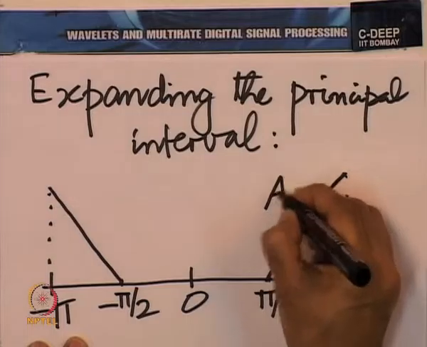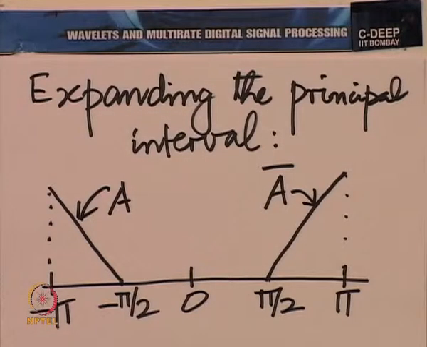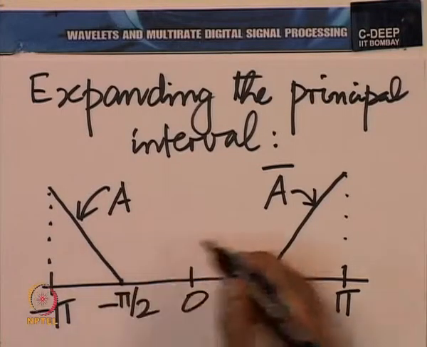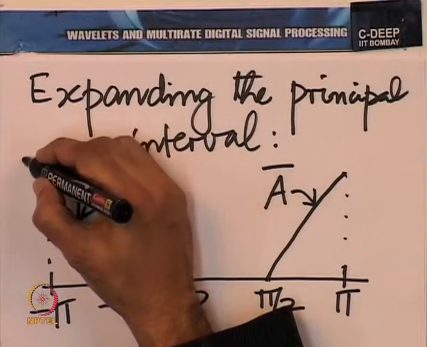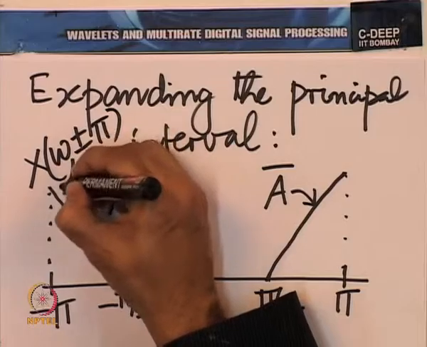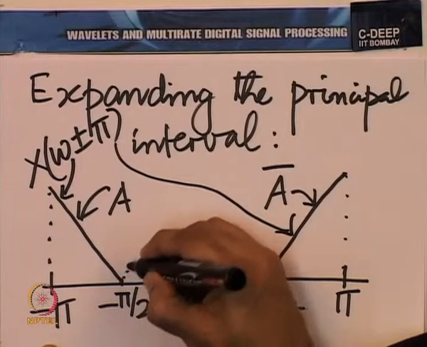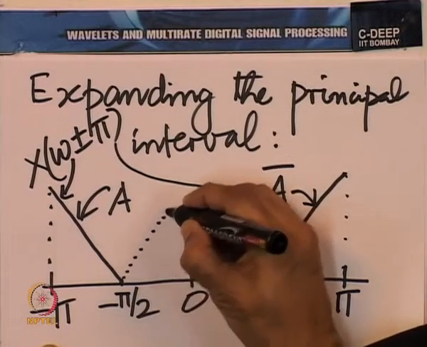We get an a bar here and we get an a there. Now, just for convenience, I shall show in dotted on the same diagram what we had just for capital X. So, what I am saying is the solid lines here are x omega plus minus pi. And I shall show in dotted x omega, just to be clear.